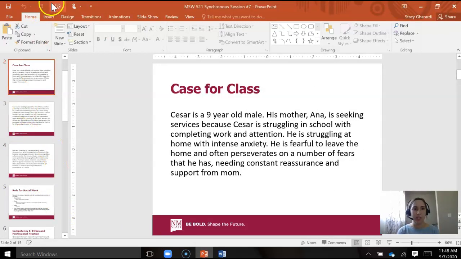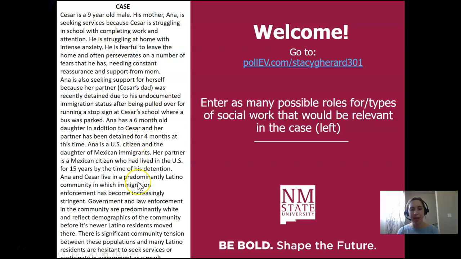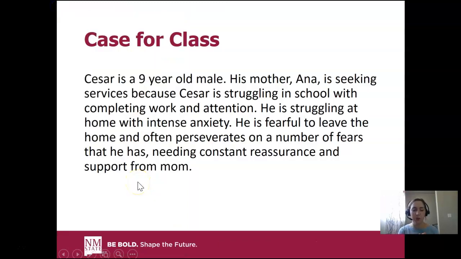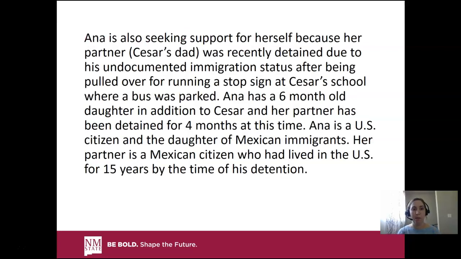So this is the case we used in class. Some similar issues that might emerge, but a different family. So again, different case than what you're going to use for your final paper. This is just to give you an example. So in this case, Cesar is a 9-year-old male. His mother's seeking services because he's struggling in school, struggling to complete work, struggling with his attention. He also has intense anxiety at home. He doesn't want to leave the home. He perseverates on a lot of fears and needs a lot of reassurance and support from mom.